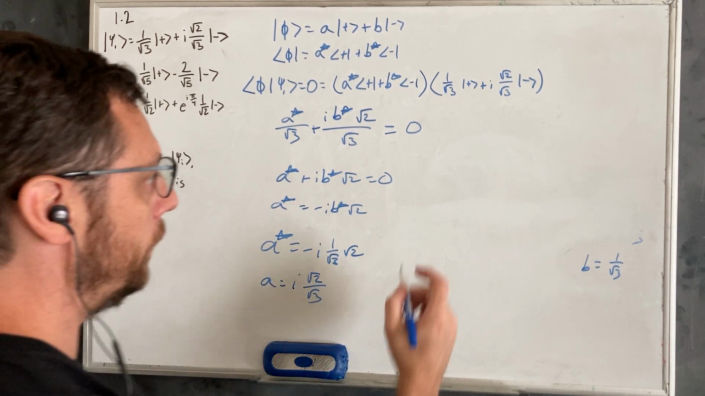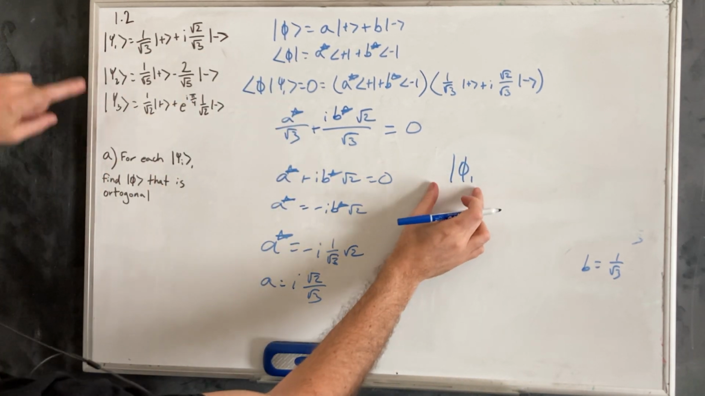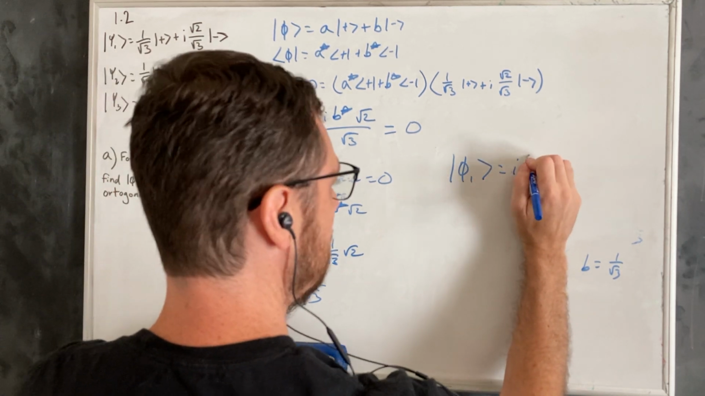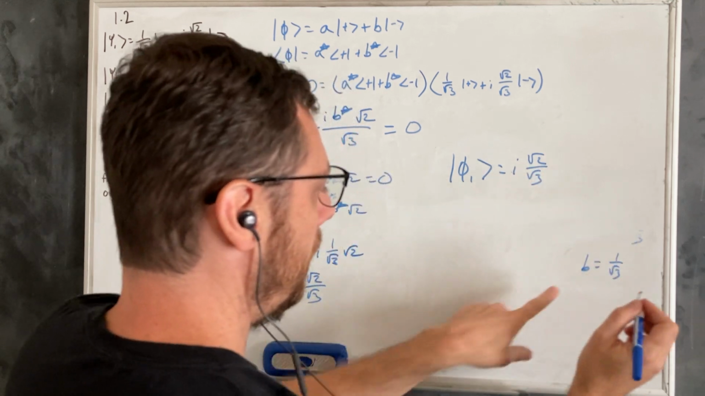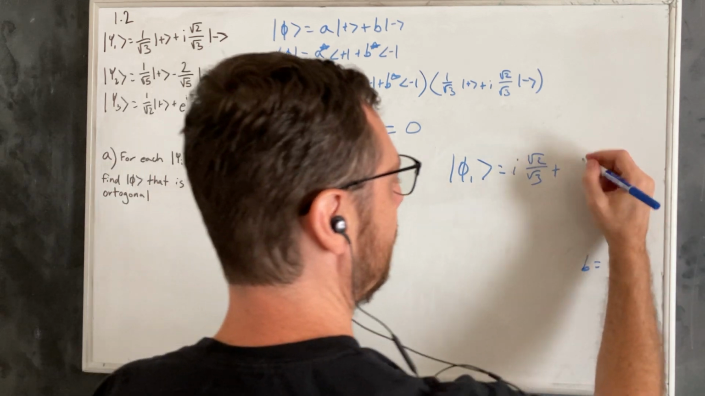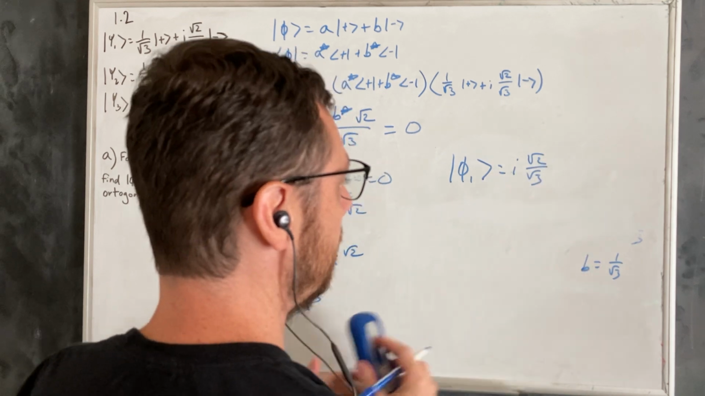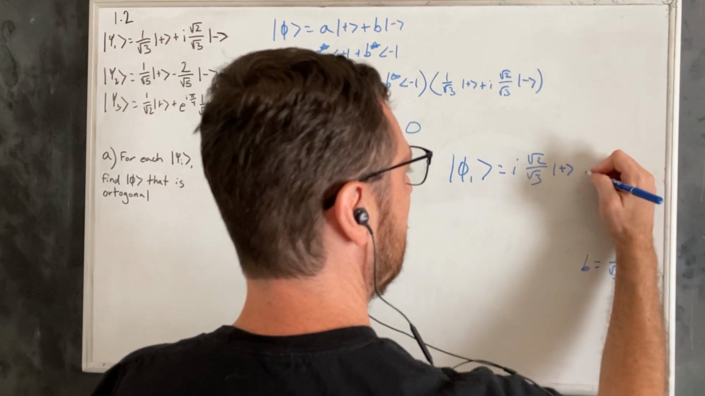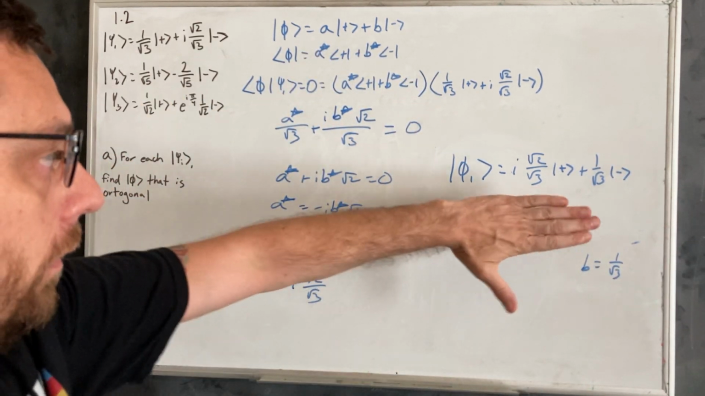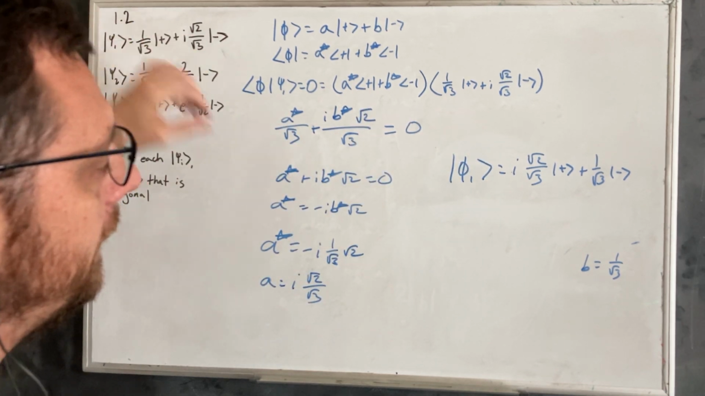So our state, this is for what's orthonormal to this first state here, would be equal to our a, which is I root 2 over root 3, plus b, our b, which is 1 over root 3. I should probably put our basis vectors here. So up plus 1 over root 3 down. Okay, so this would be the orthonormal vector that's orthonormal to this state right here.